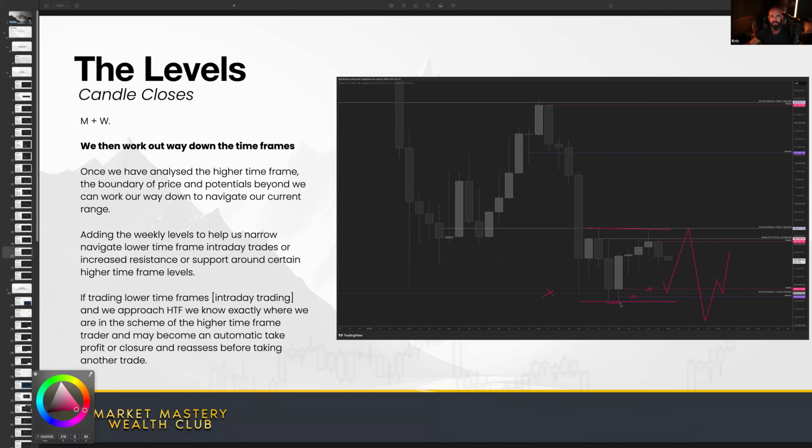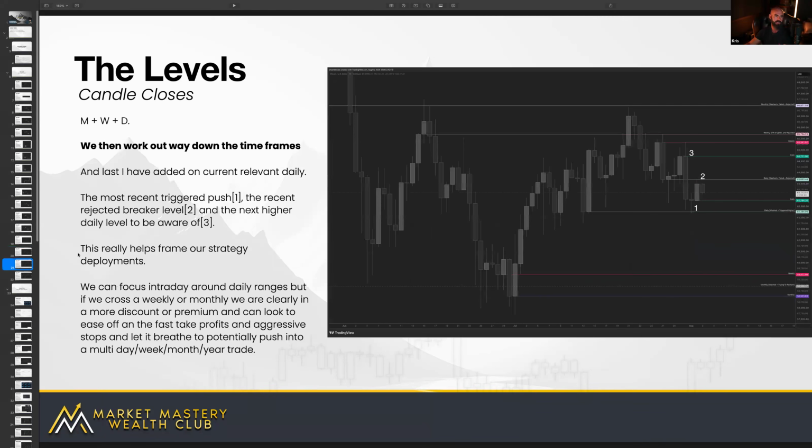Still not loving the look of this tiny baby low, when normally decent sized reversals carry large liquidation and large capitulation of the market. If trading lower time frames, intraday trading, and we approach the higher time frame, we know exactly where we are in the scheme of the higher time frame trader, and it may become an automatic take profit or closure and reassess before taking another trade. Okay.